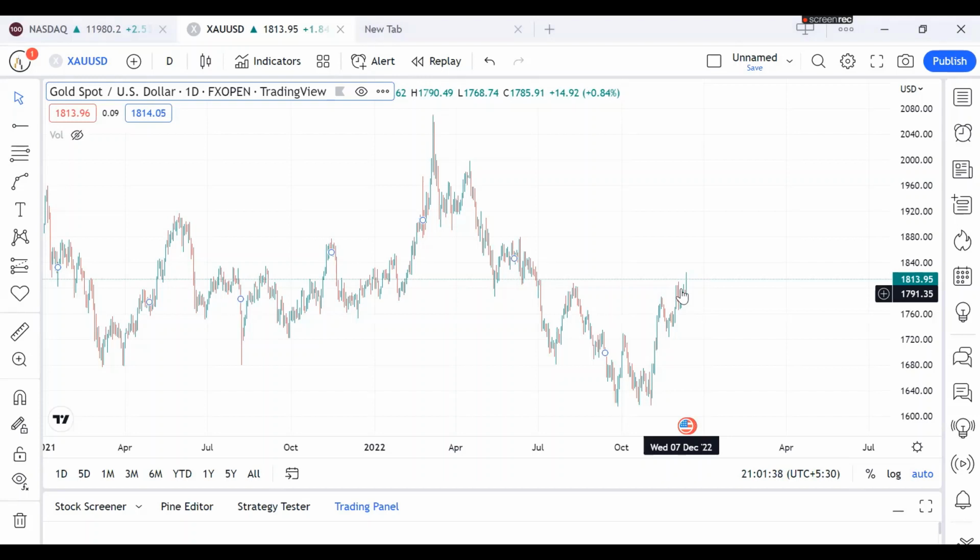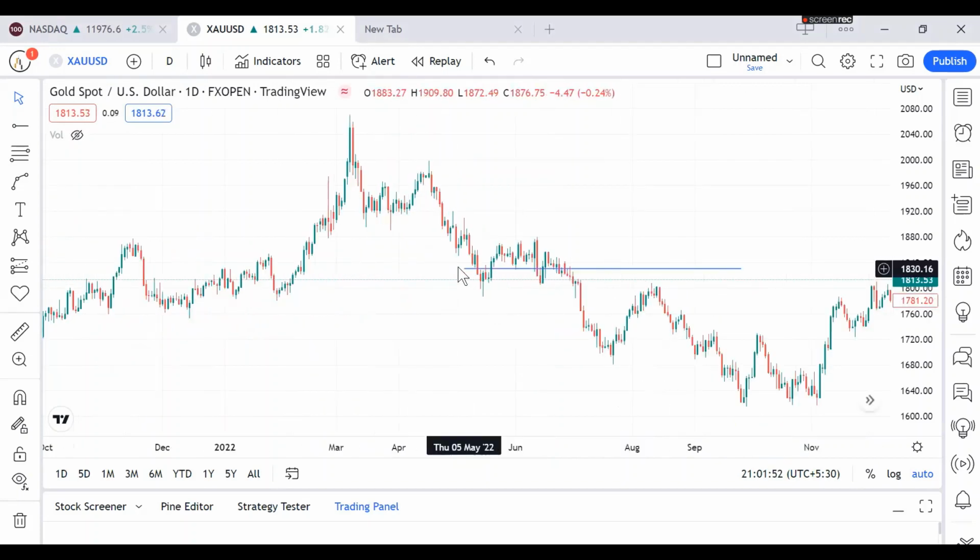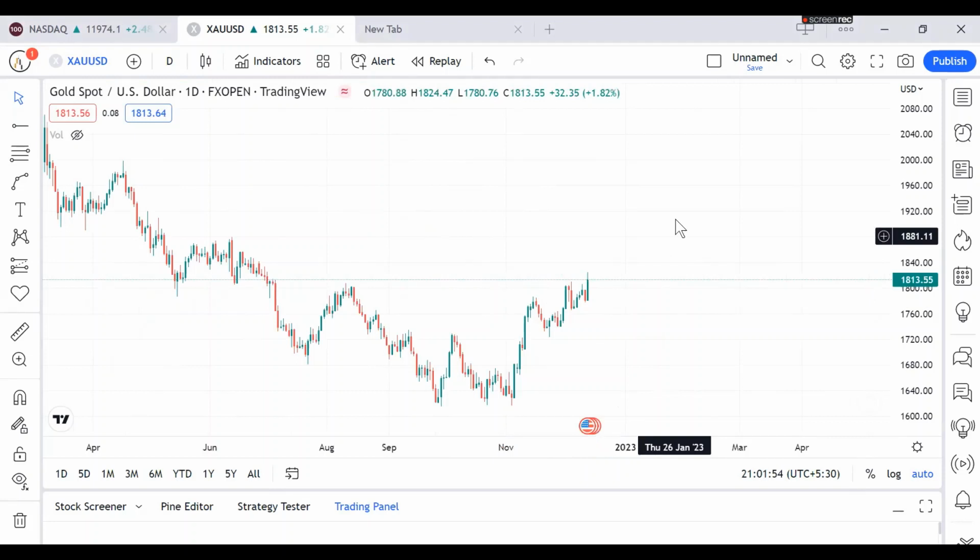Okay, let's get into it. So we are starting on your daily time frame as usual. You can see my chart is zoomed out, so let's zoom in and see what has been happening.